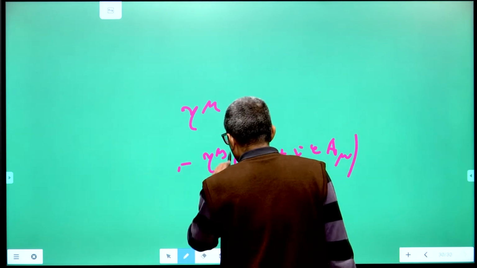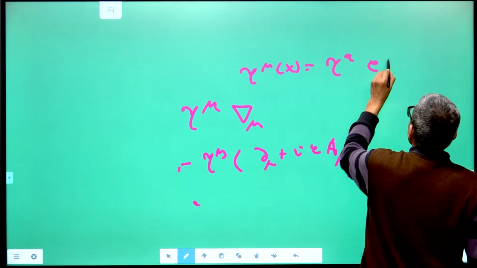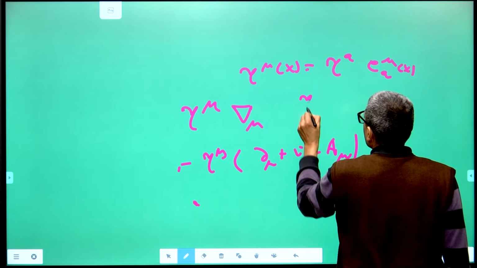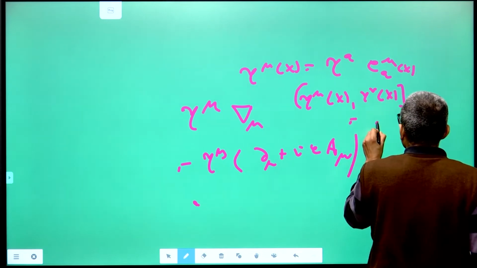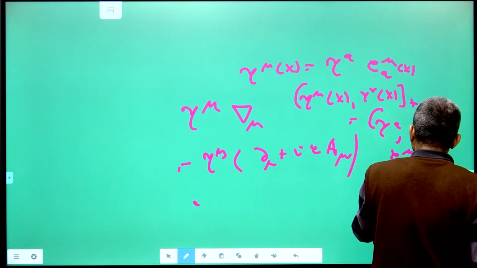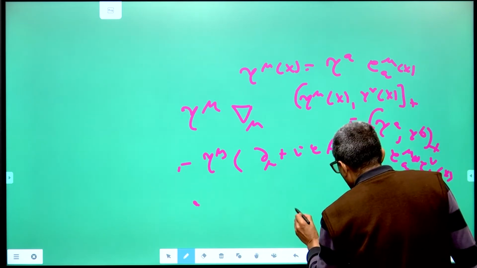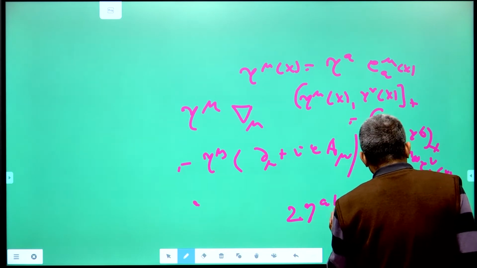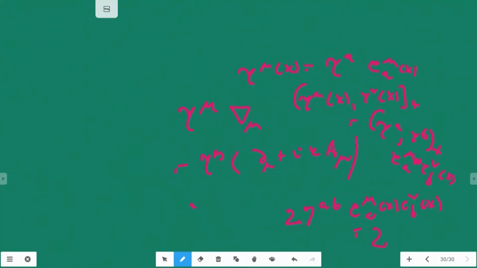Gamma mu becomes a local gamma function, that is, gamma mu becomes a function of x. In terms of the tetrad, this becomes gamma a e mu a x, and you note that the anti-commutator of gamma mu x and gamma nu x will be nothing but the anti-commutator of gamma a and gamma b, times e mu a e nu b x, where e is the tetrad, and gamma a, gamma b plus is 2 eta ab. So this is 2 eta ab times e mu a x e nu b x, which is equal to 2 g mu nu x.